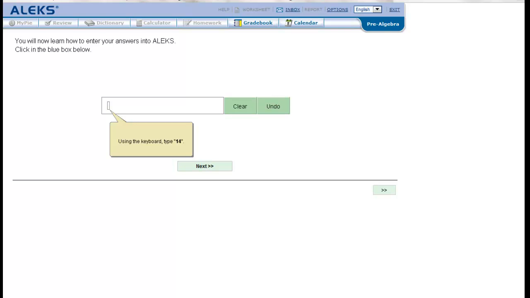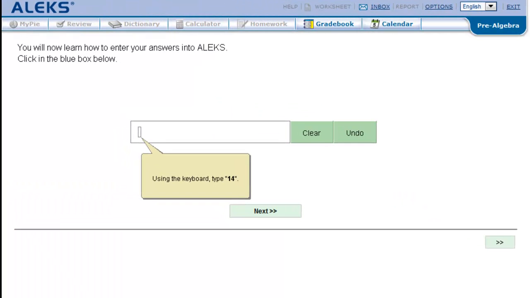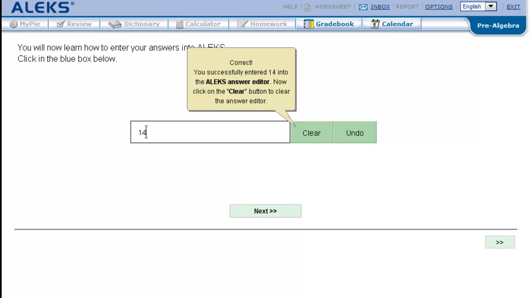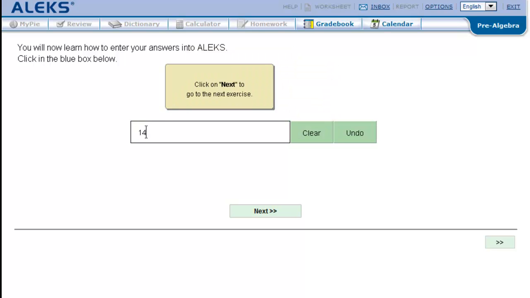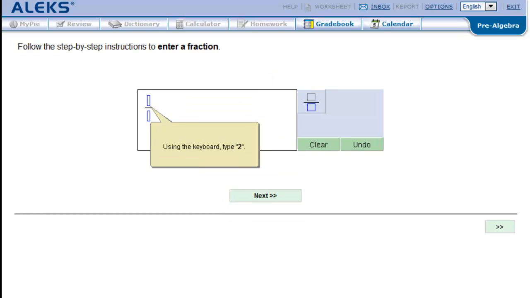If you're familiar with online math systems and entering answers, you can skip through the tutorial. You'll see a screen similar to this, and you'll be asked to do some things. In this case, using the keyboard, type in 14. We've successfully answered that. Now we can clear, we can undo, we can click on next. It'll take you through step by step. It shows you how to enter fractions, exponents, roots, basically all of our mathematical symbols.